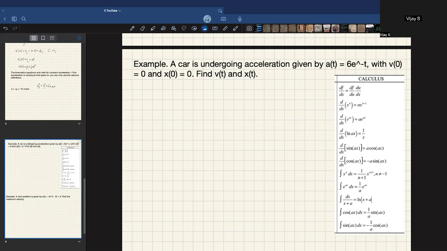So on the screen, you can see one problem. A car is undergoing acceleration given by a of t is equal to 6e to the negative t. And notice, we're also given some information about the initial velocity and the initial position. We're told that the car starts at the origin and that it starts at rest.